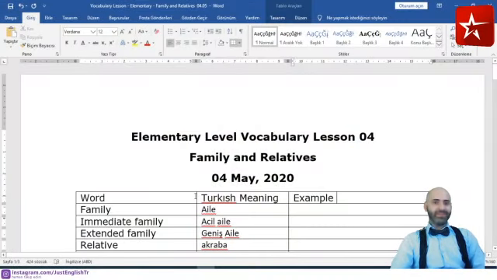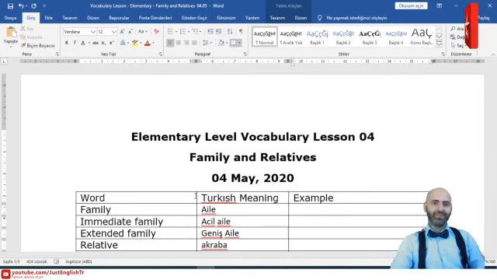Hello, my name is Lasha, and today I will be teaching you a vocabulary lesson. The level for this lesson is elementary, and our topic for today is family and relatives.